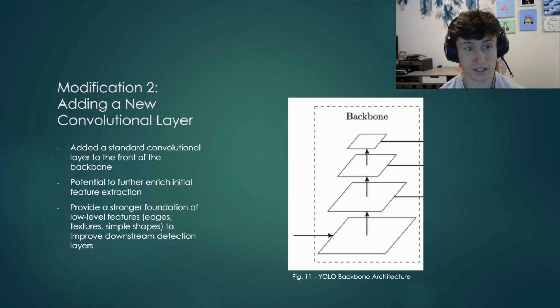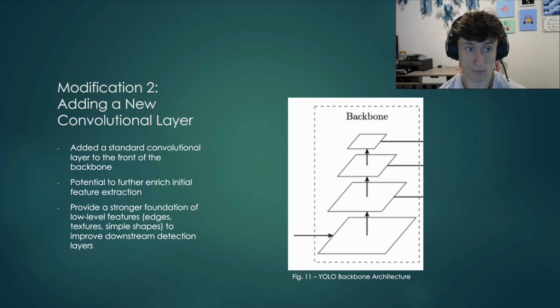So in addition to switching the activation function, we also introduced a new convolutional layer at the very start of the backbone. The idea is to give the model an extra step of initial feature extraction before it proceeds through the standard layers of the network. By doing this, we aim to capture more detailed, low-level features such as edges, corners, and textures, which form the building blocks for recognizing more complex object patterns later on.